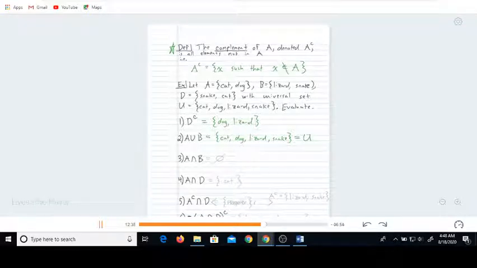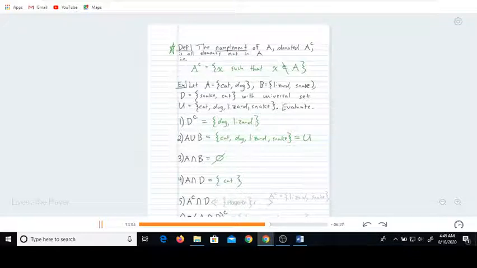Let's look at A intersect B. What do A and B have in common? The answer is nothing, the empty set. There's no overlap between set A and set B. Set A is cat, dog, set B is lizard, snake. They have nothing in common. Let's look at A intersect D. What do A and D have in common? Well, they both have cat in common. So that clarifies that.